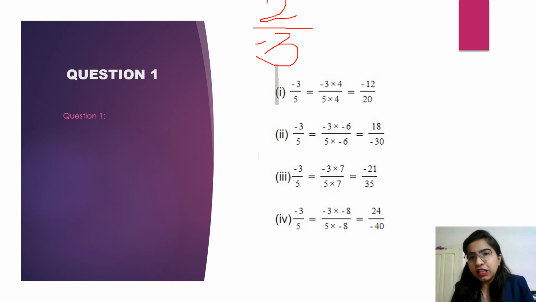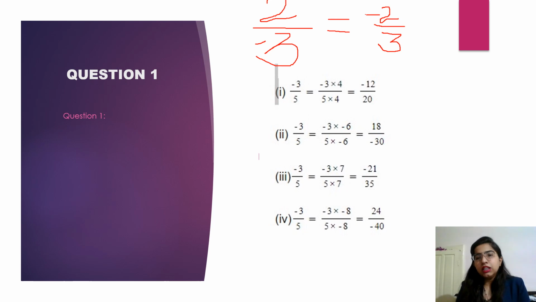Okay, 2 upon minus 3. What will be the standard form? You have to move the minus from the denominator to the numerator. It will be minus 2 upon 3. This will be the standard form. So I'm saying to you, if you find a minus in the denominator, you have to put it in the numerator. Then it will be standard form.